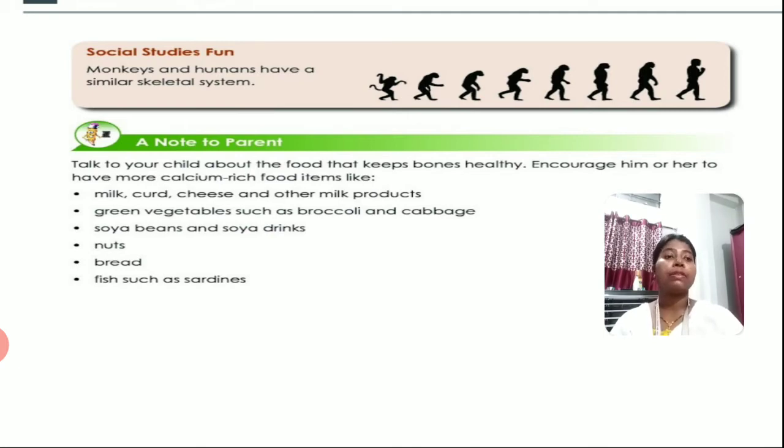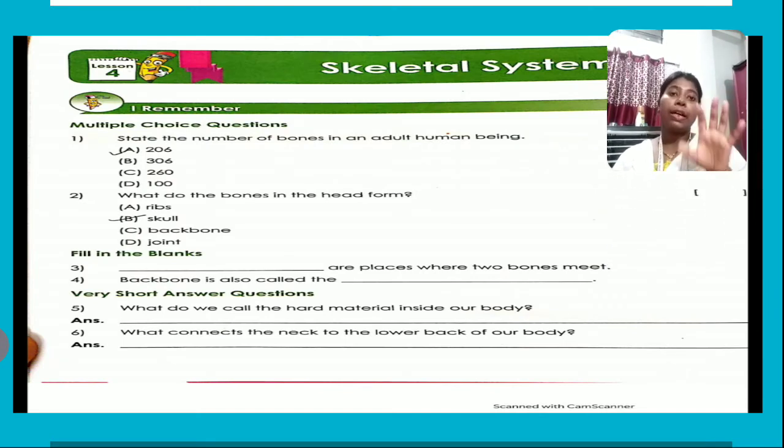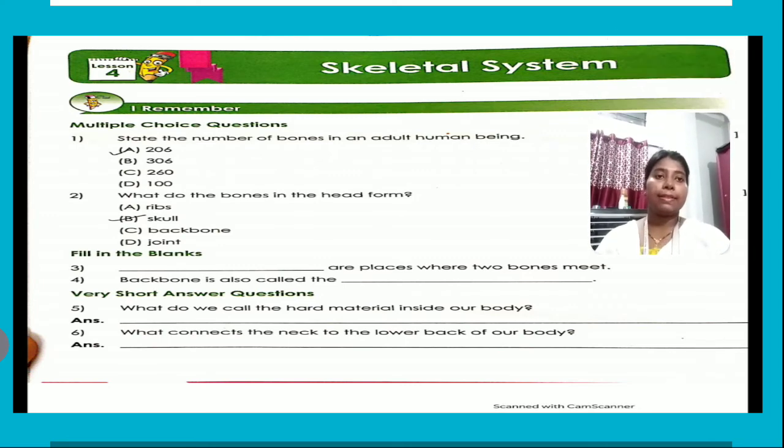Clear? So now we will discuss some of the workbook questions. I will discuss the questions, after which you can write the answers by yourself. Clear? Okay, let us see. State the number of bones in an adult human being. So what should be the answer? How many bones do we have? It is 206.